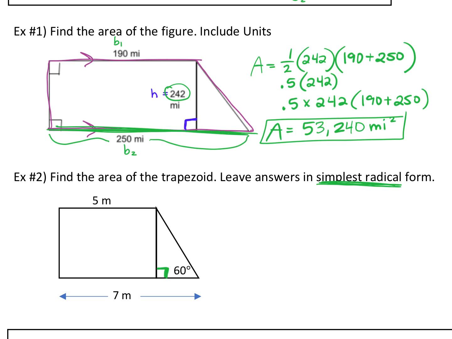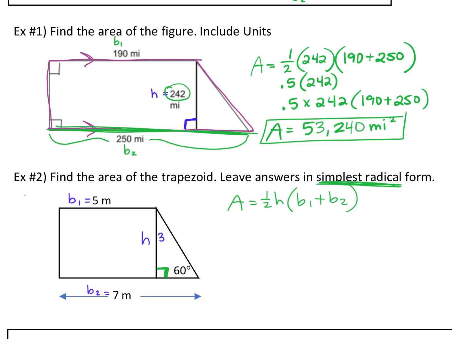Okay, so here's what I want to know. In this setup, if our formula is area equals 1/2 times the height times base 1 plus base 2, of all those variables, h, b1, and b2, how many of them do we know right now? B1 and B2. I would call B1 5, but you could call it B2 if you want. I would call B2 7. Okay, so we have our B1 and our B2. The thing we don't have is our height, and that's right here.